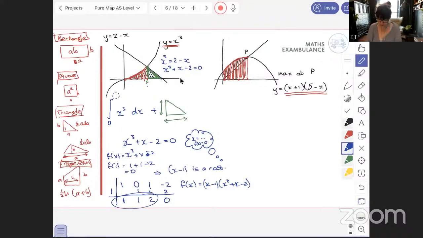All of that was so that I can find out where those two cross. This has got a negative discriminant, so there's no solutions. There's only one crossing point. That's how I can tell there's only one crossing point.